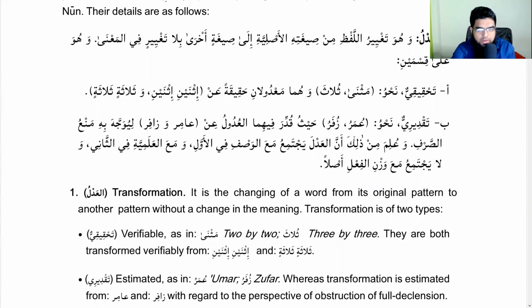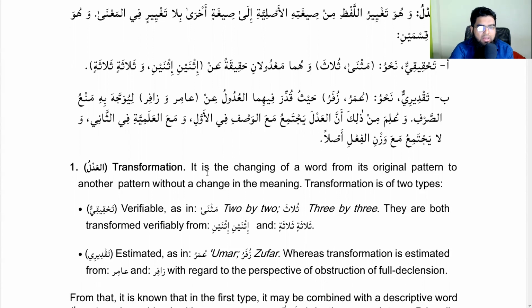You cannot make your own. نحو عمر وزفر عمر, حيث قدر فيهما العدول. Where transformation, udul means transformation, change has been قدر, estimated, just guessed. You've estimated. And Amir was Zafir. From Amir and Zafir. So there was a name Amir and Zafir. People changed it to Umar and Zufar. لِوَجَّهَ بِهِ مَنْعُ الصَّرْفِ, with regard to the perspective of obstruction of full declension. There's no sarf in it.